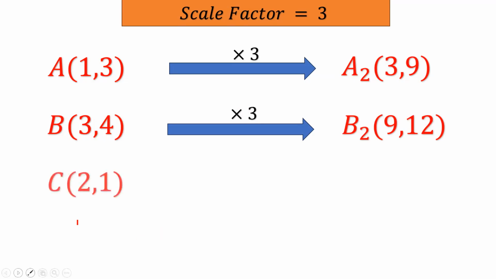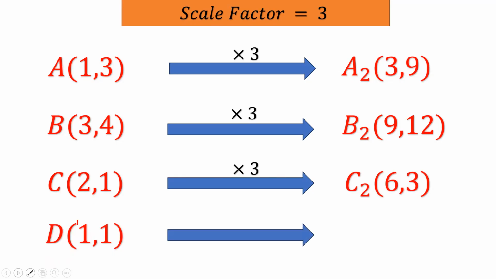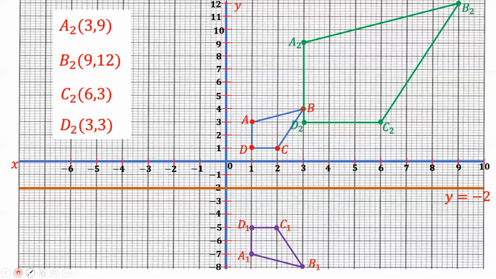And then we have C, which is 2, 1. So we're going to multiply that by 3. 2 times 3 is 6, and 1 times 3 is 3. So C2 is 6, 3. And then we have D, which is 1, 1. So we're going to take 1 multiplied by 3, which gives us 3, and 1 multiplied by 3, which gives us 3. And so our coordinates are A2 is 3, 9, B2 is 9, 12, C2 is 6, 3, and D2 is 3, 3. And so we're going to plot those points.